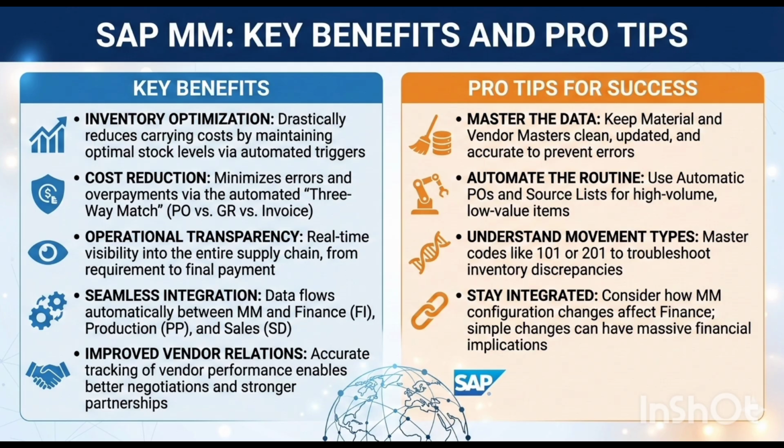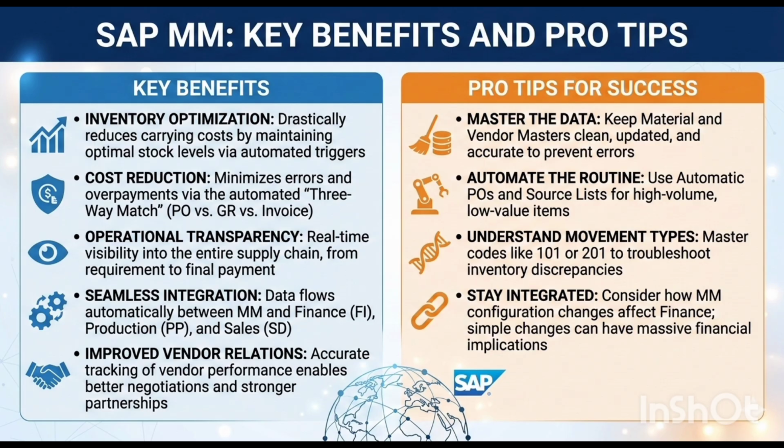Some key benefits are inventory optimization, cost reduction, operational transparency, seamless integration, and improved vendor relations. In inventory optimization, it drastically reduces dead stock and carrying cost by maintaining optimal inventory levels through automated triggers. In cost reduction, it minimizes procurement errors and overpayments via the automated three-way match.